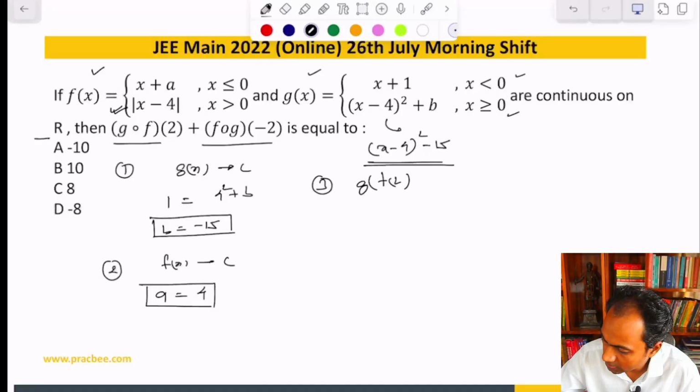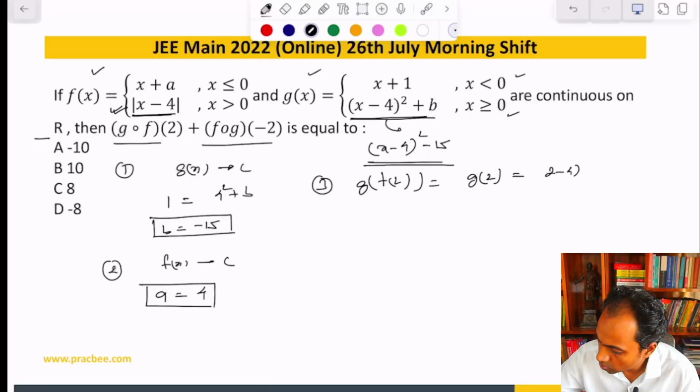If I want to find this value, we first have to figure out the value of f of 2. So f of 2, if you put it here, the value will come out to be 2. So this becomes g of 2. And for that, you will have to put the value here. That becomes (2 minus 4) whole square minus 15. That comes out to be minus 11.